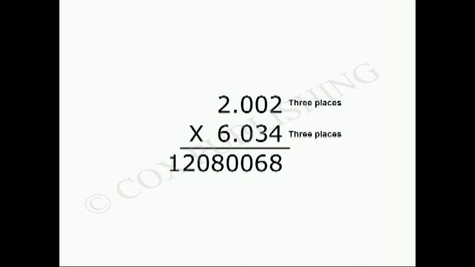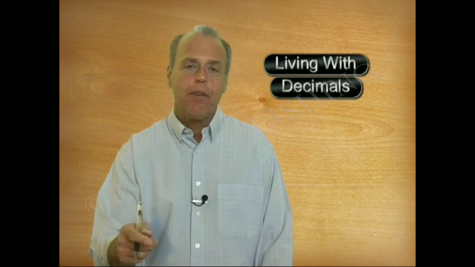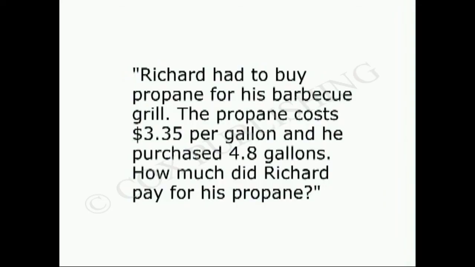12,080,068. I have 6 decimal places in my problem, so I have to place my decimal point in my answer 6 places in from the right. Okay, can you read that number? Okay, it's 12 and 80,068 millionths. Correct. Now let's see if we can take what we've learned so far and do some multiplication word problems.